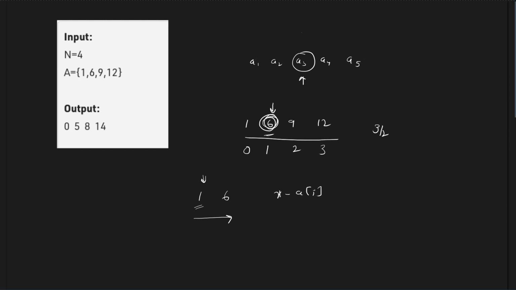So let it be x. Let us not take any value here. Let it be x here. So the next time you include 9, again you will have to do the same thing, x minus a of i, and this time you will have to traverse the whole array again.